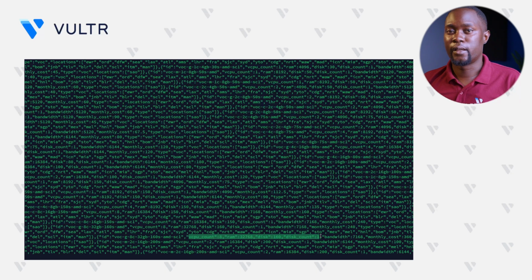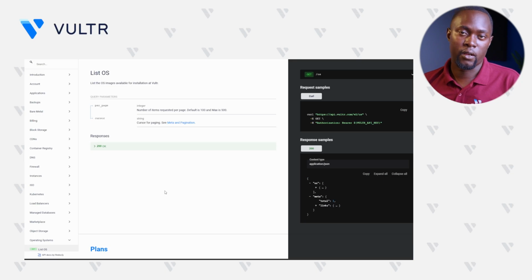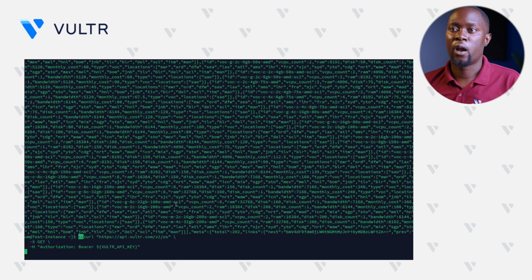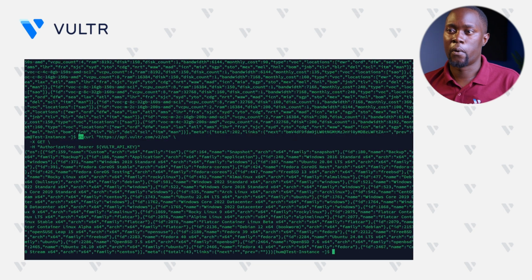So to get the operating system ID that we need to deploy on our cloud compute instance, just navigate to this list OS endpoint and copy the curl request again. And let's navigate to our terminal session and paste it right here. And as you can see, we have multiple IDs per operating system.